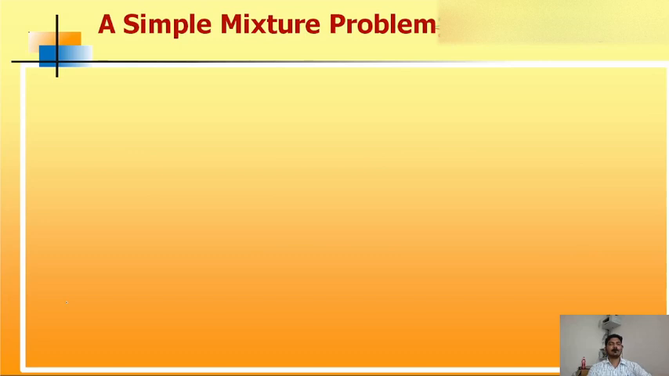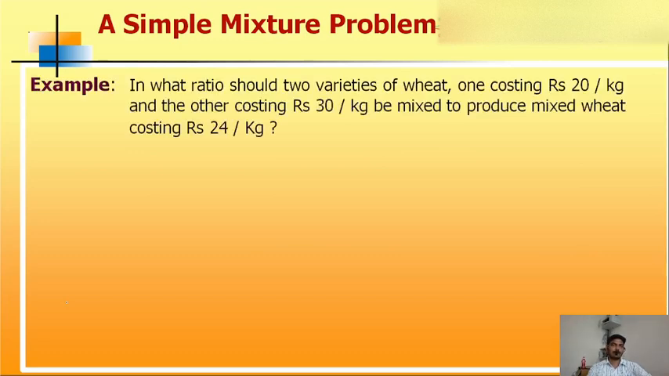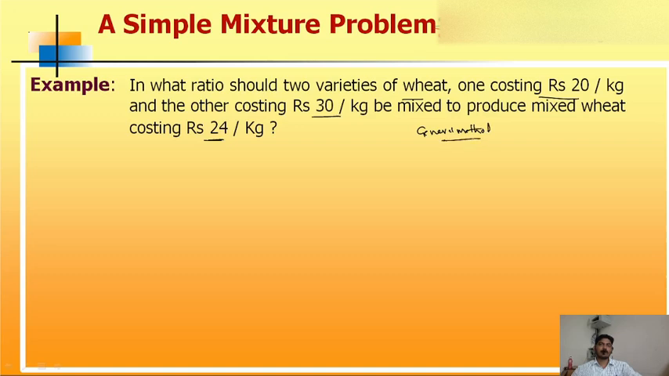Let's take a simple mixture problem. In what ratio should two varieties of wheat, one costing 20 rupees per kg and the other costing 30 rupees per kg, be mixed in order to get a mixture worth 24 rupees per kg? I can solve this using the normal traditional concept, or the basic formula. Let us try to solve this using the general method first.